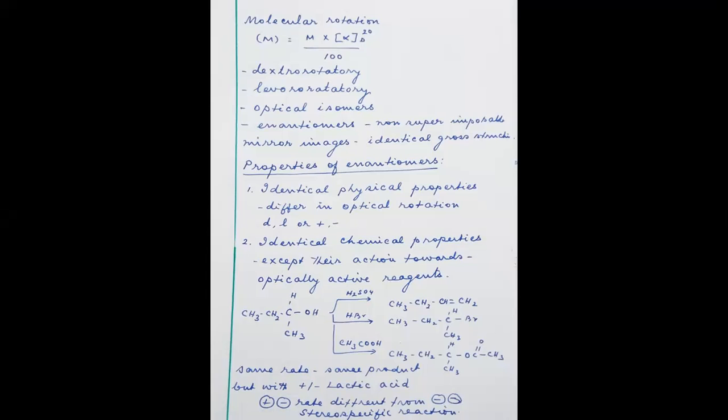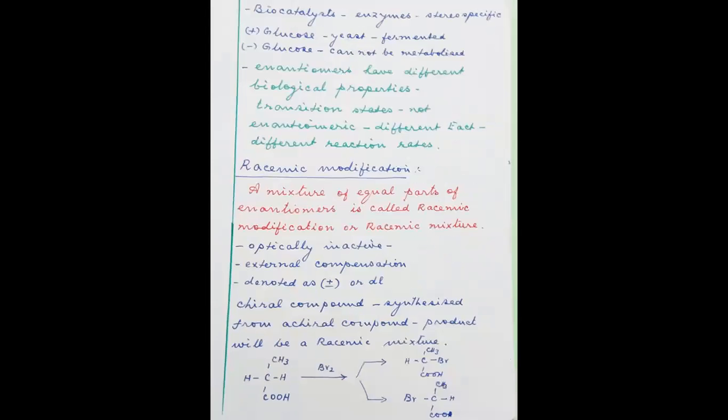Stereospecific. So if you are not taking an optically active reagent, mere chemical reactions will be identical for both the enantiomers. Even the reaction rates will be the same, but there will be a difference when you are using optically active reagents. And the other property is, I'm not able to see the screen, what's there.